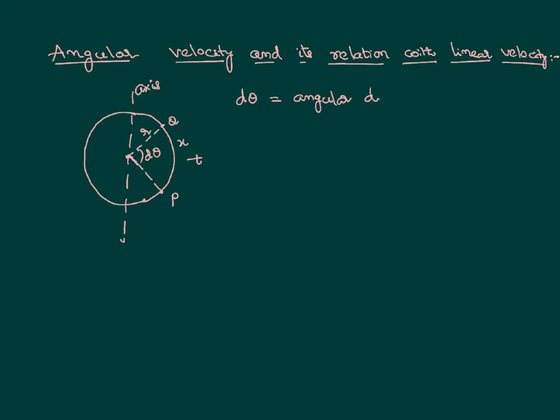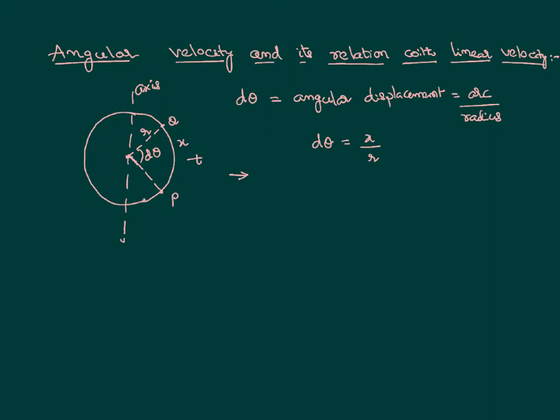In a rotational motion, angular displacement is defined as the angle covered. Angle is basically defined as arc by radius. So we can write d theta as, in our given situation, arc is x, radius is equal to r. This is angular displacement. Now we know rate of change of displacement is equal to velocity.